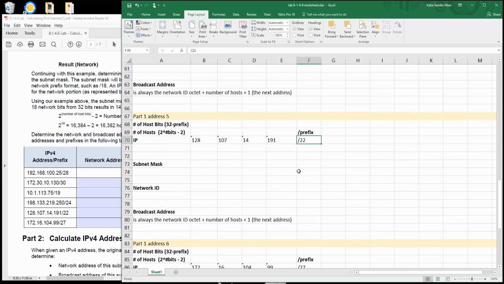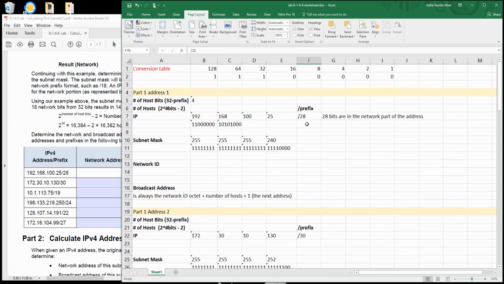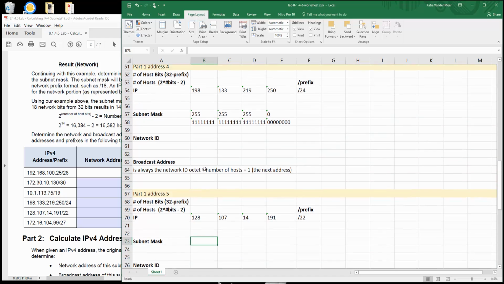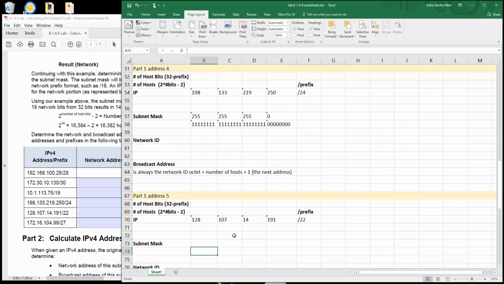Address 5, /22. Did we do 22 already? No. I hope this is making sense. It should be. So again, repetition, repetition. It's good. We're going to do 22 ones. 1 through 8. I think I did too many there. And by the way, the reason I'm doing 8 per block is that's your octet. It's four octets in a 32-bit stream. So 1, 2, 3, up to 22, and the rest are zeros.